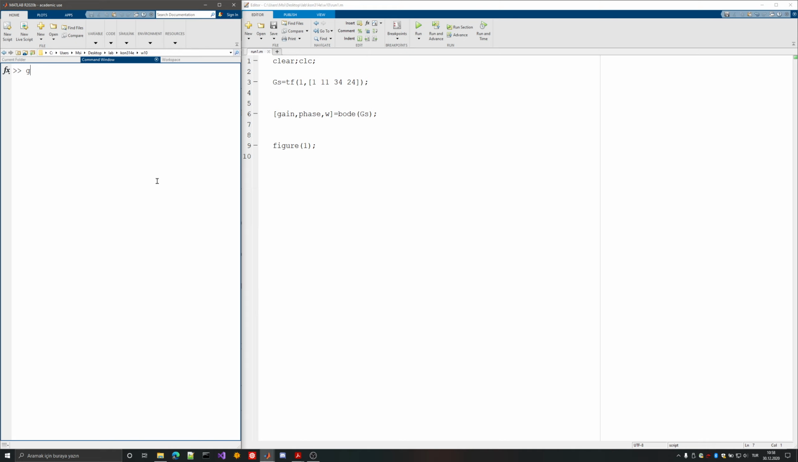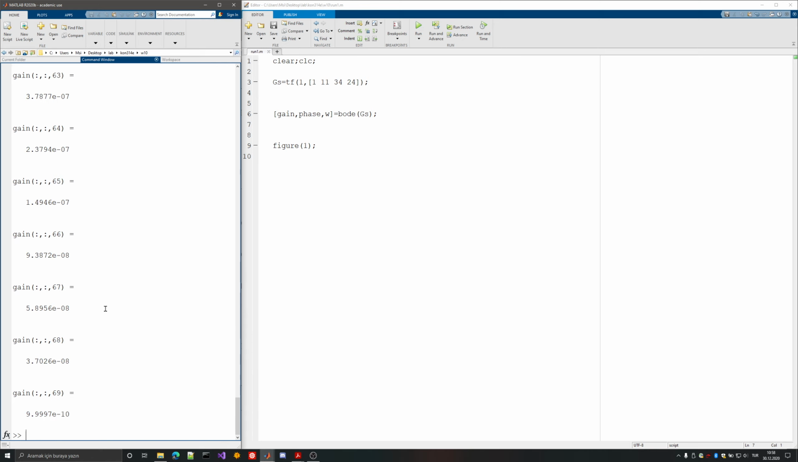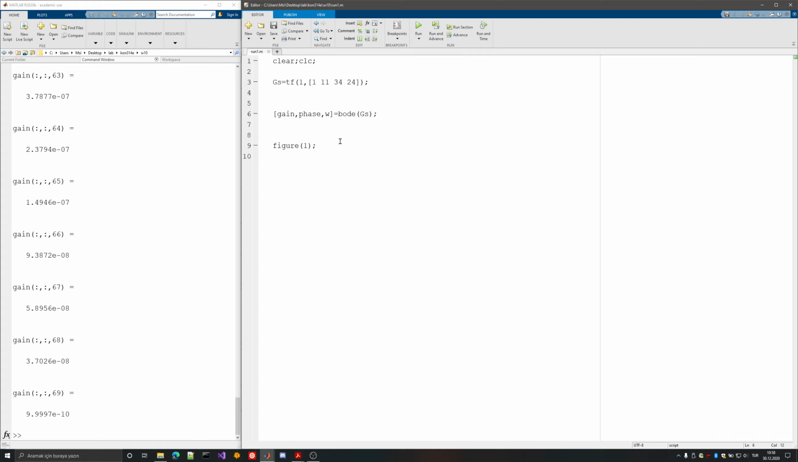Now, if I look for the gain, you will see that there is a different structure involved. The reason for that is you might have a multi-input, multi-output system, but since in our lessons we do not consider MIMO systems, we are restricted to single input, single output systems, SISO systems, we can just extract the data by using this line here. You can maybe use reshape or something like that, but I like to use this one.